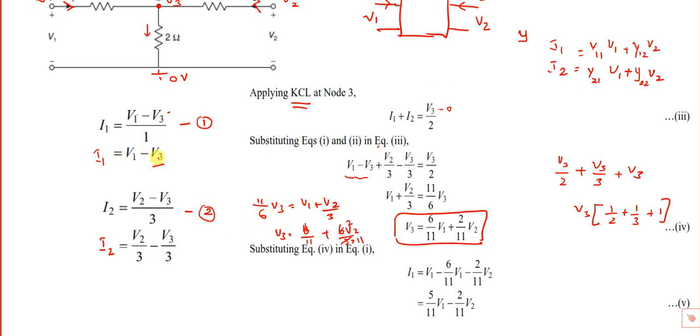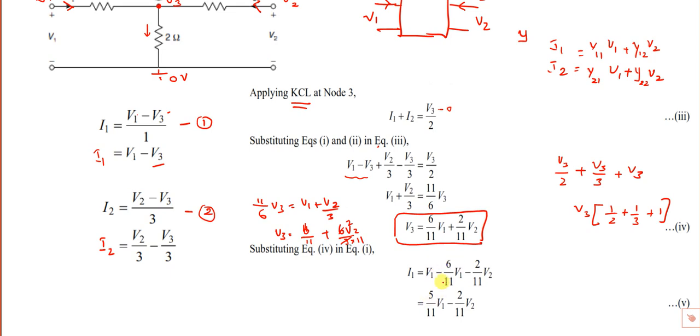So if I am substituting V3 in equation number 1, I1 is equal to V1 minus this value of V3. So minus within a bracket, if you write this minus into minus, it becomes minus 6 by 11 V1. And again minus into plus, minus 2 by 11 V2. And there are two V1 terms, one V2 term. So this is 2 by 11 V1 as it is. Here you have to subtract 1 minus 6 by 11. 11 is the LCM. 11 minus 6 is 5.